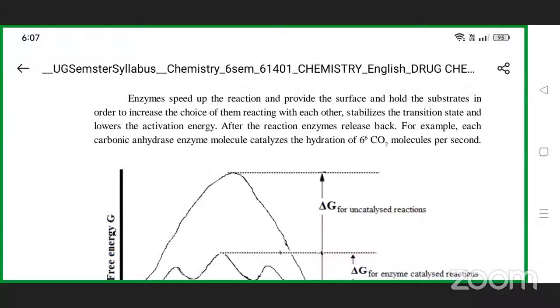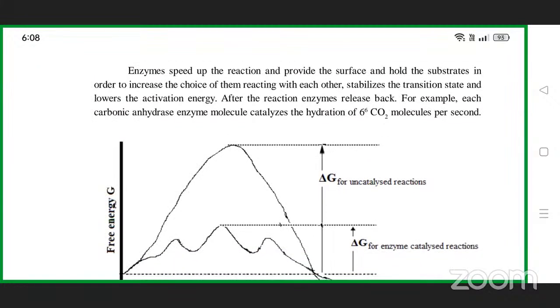the transition state and they lower the activation energy. Okay. So generally, the rate of the reaction is inversely proportional to the activation energy. If the rate of the reaction is more, the activation energy is less, and if the activation energy is less, the rate of reaction is more. Okay, so this is inversely proportional.